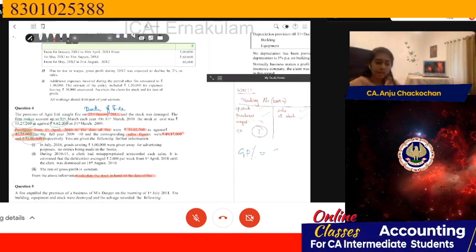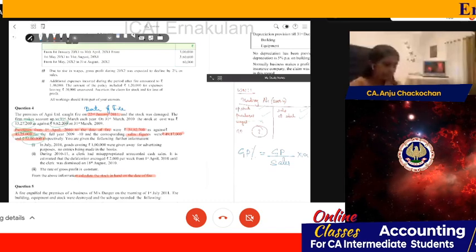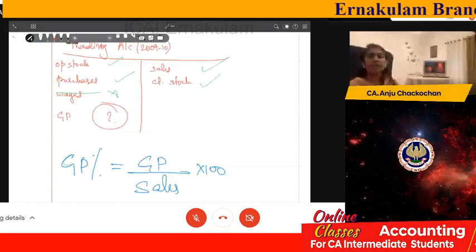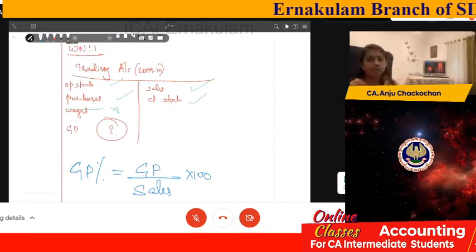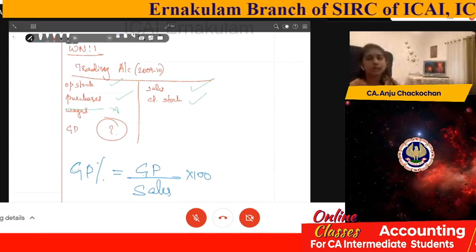Yes, shoot the answers, everybody. Compute the GP percentage. Everyone, come up with the answer. Compute the GP percentage. Use a scale, pencil, draw the columns, and give me the answer. Okay?